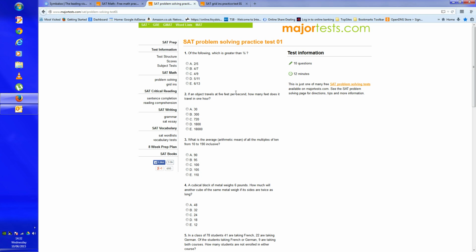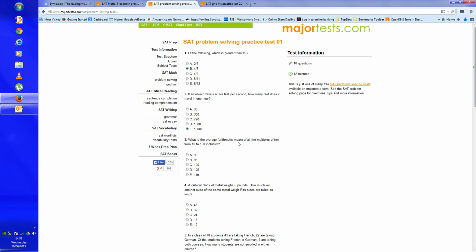So let's just go through some of these questions very quickly. Again, it's more intuitive to answer these style of questions than it is to actually physically work them out with a pen and piece of paper. So of the following, which is greater? Half, 2/5, 4/7, 4/9, 5/11, 6/13. We have 4/7. Okay, if an object travels at 5 feet per second, how many feet does it travel in 1 hour? We have 18,000, I believe.